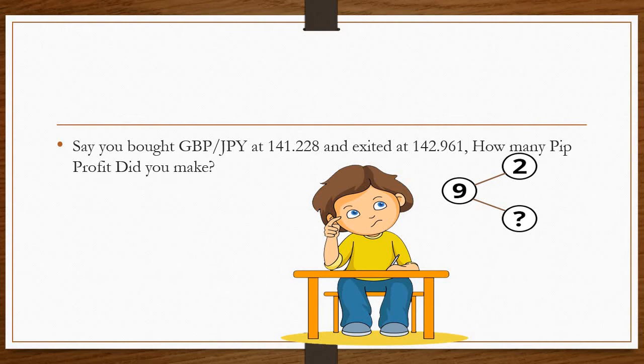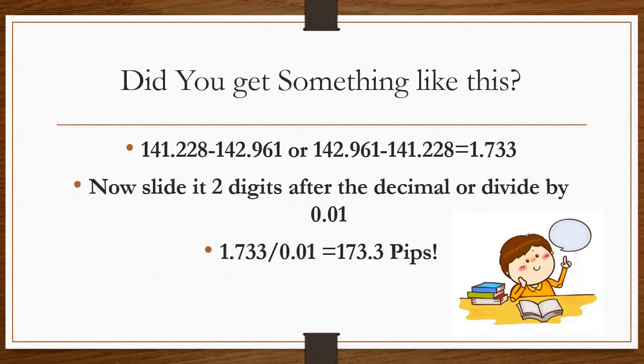Are you calculating it? Remember how we said first step, look for the difference. Good. So that's what we did first. Look for the difference, okay? And that's what you get when you look for the difference: 1.733. Good. Now slide it 2 digits after the decimal, or here's the standard, 0.01. Just simply divide that value by 0.01. If you do that, you're going to arrive at 173.3 pips.